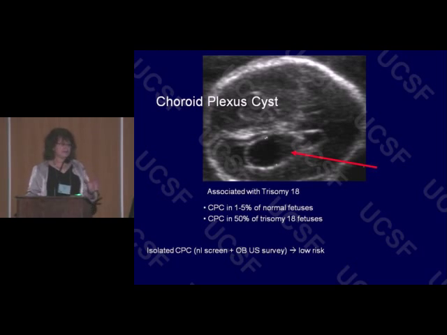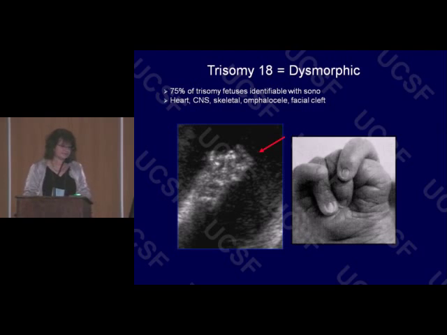The reason they're in the literature, the reason they've created such a stir, is there is an association with trisomy 18. This is the association. CP cysts are seen in about 50% of trisomy 18 fetuses, but they are seen in 1 to 5% of normals. And you do the numbers, many, many more of the cases that we see are normal fetuses, an inconsequential finding, rather than trisomy 18 fetuses. So if it's an isolated observation with normal screening tests and an otherwise normal ultrasound, that is a low-risk patient.